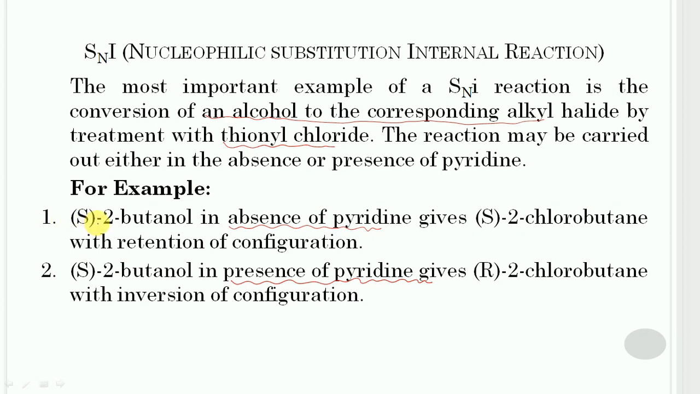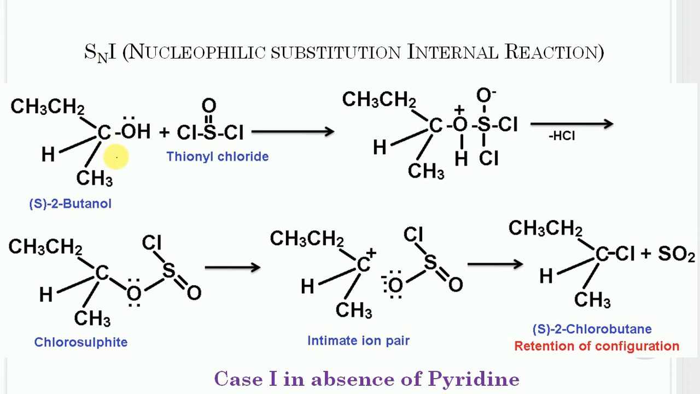In this case, S-2-butanol undergoes SNi reaction in the absence of pyridine, and in this case S-2-chlorobutane with retention of the configuration will form. So let us consider these reactions.